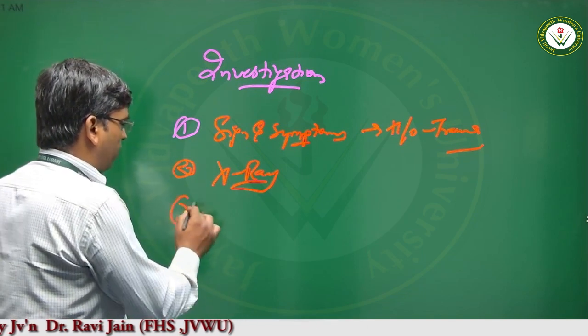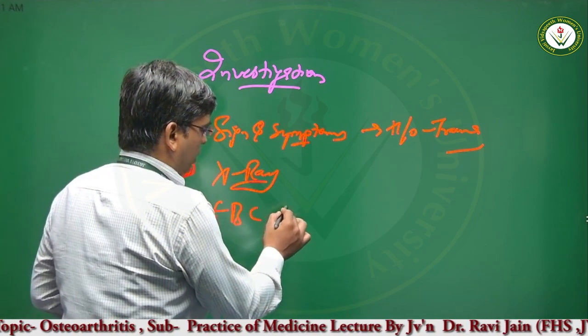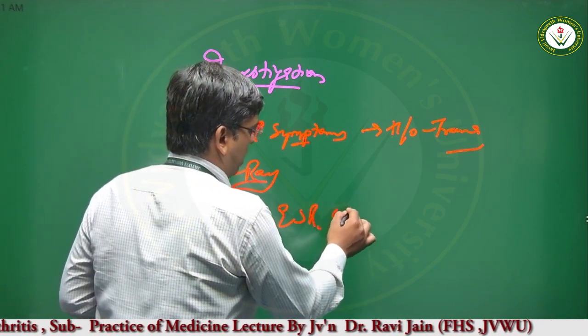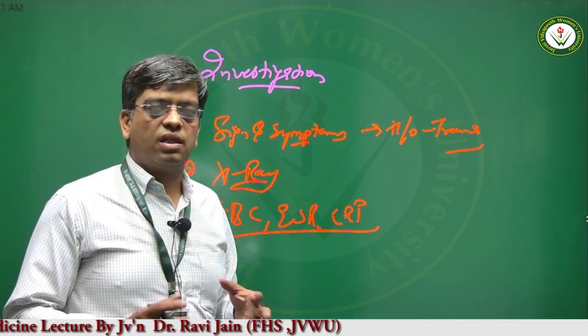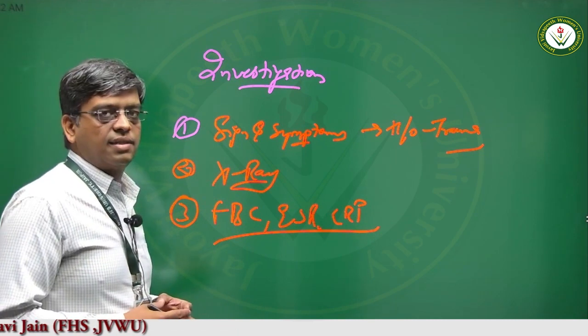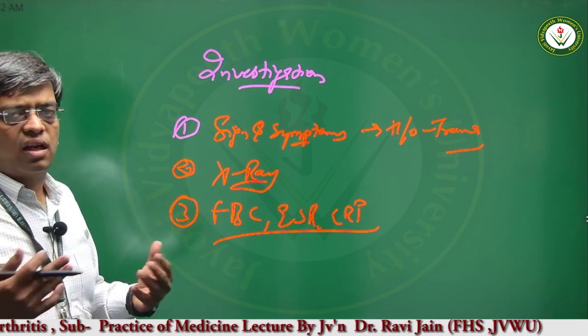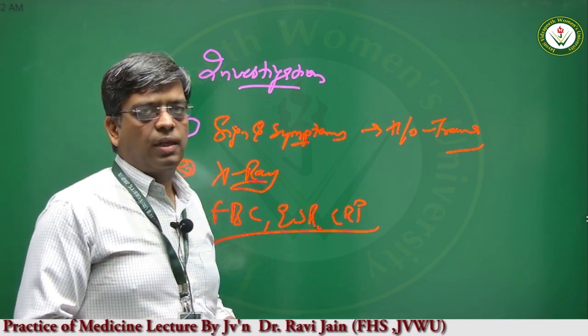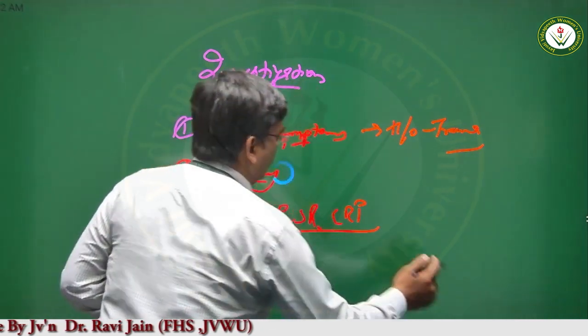The third test we are going to see is full blood count, ESR and CRP. Since this is a non-inflammatory disease condition, these values are usually normal and are not elevated in these cases. So in the investigation, mainly X-ray is done, the clinical features are seen, and the other values are usually normal. Now the management part.